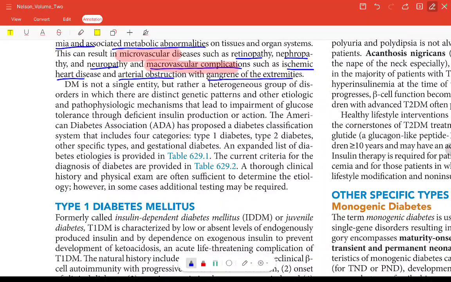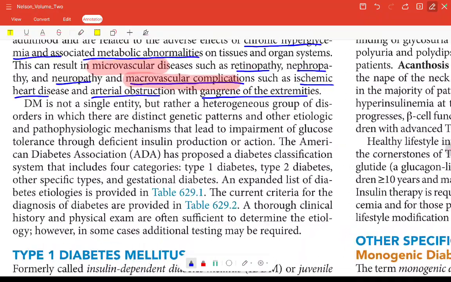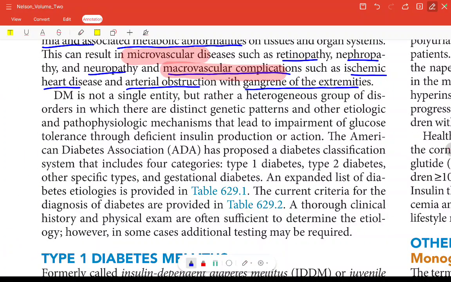Diabetes mellitus is not a single entity but rather a heterogeneous group of disorders in which there are distinct genetic patterns and other etiologic and pathologic mechanisms that lead to impairment of glucose tolerance through deficient insulin production or action. The American Diabetes Association has proposed a classification system that includes 4 categories: type 1 diabetes, type 2 diabetes, other specific types, and gestational diabetes. What is the classification? Type 1, type 2, other specific diabetes, and gestational.